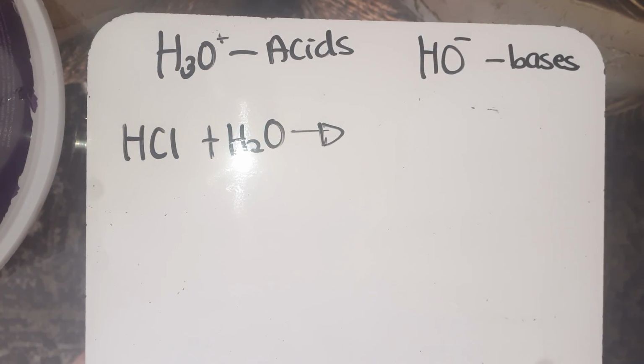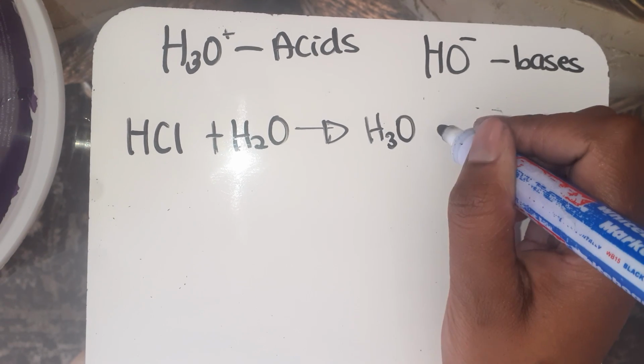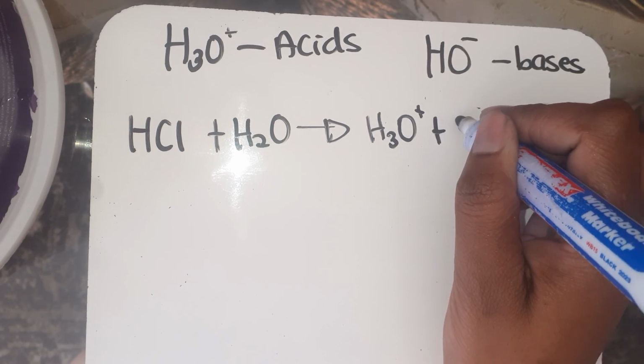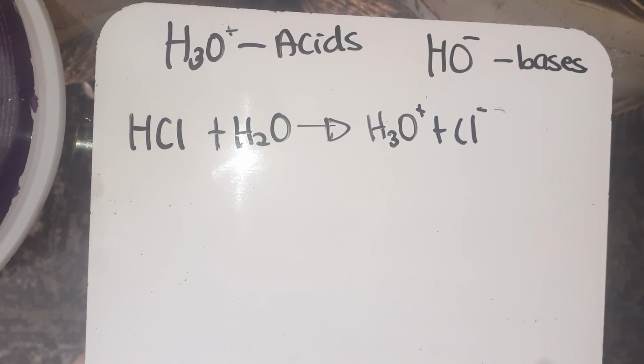Again, let's look at HCl plus H2O. HCl is an acid. An acid donates H to water. So we're going to have H3O positive plus Cl that is negative. I hope you get this part, guys.